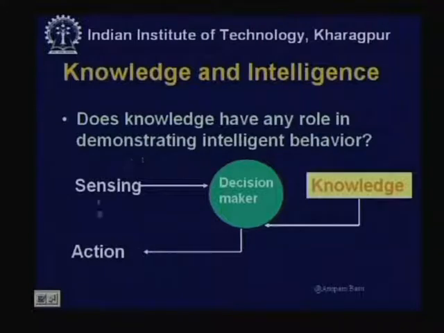So, we can see from here that knowledge certainly has a role in demonstrating intelligent behavior, because if we cut this part off, then we will be able to sense, but we will not be able to say what to do. We would not be able to act properly. The fact that we act properly tells us that we have got the knowledge in some form which tells us how to act given a particular scenario in the environment. Okay? So, that is the basic background of knowledge and intelligence.